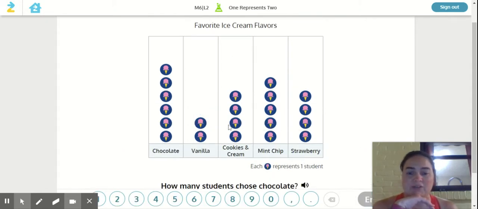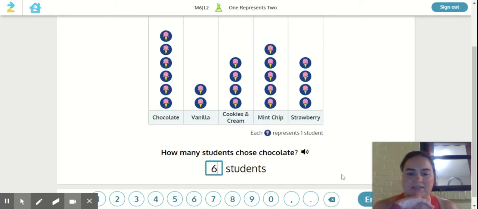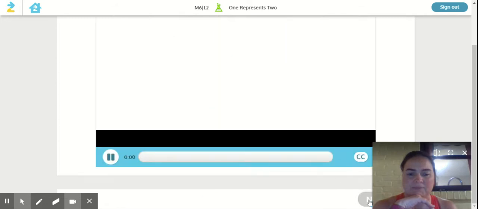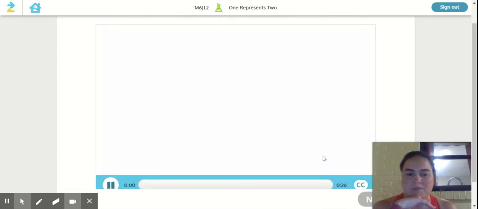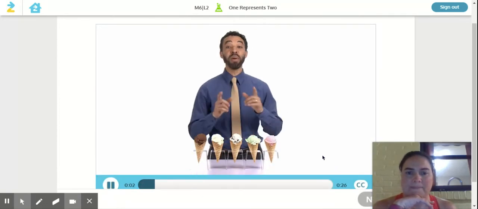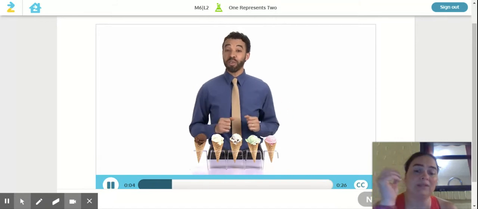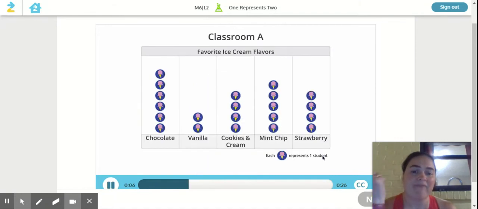How many students chose chocolate? 1, 2, 3, 4, 5, 6. Click my 6 and enter. Nice job reading the picture graph. Are you ready to look at it? Listen to what he has to say. This is the teaching piece.